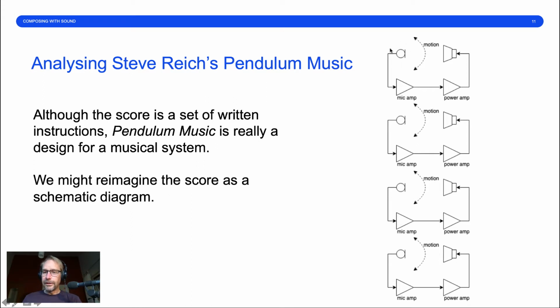So this symbol here is the symbol for a microphone. A triangle is an amplifier, and there's two types of amplifiers in this system design, a microphone preamplifier and a power amplifier. And this is the symbol for a loudspeaker. And you can see the signal flow is represented by these solid arrows. Signal flows from the mic to the mic amp, from the mic amp to the power amp, out of the power amp and into the loudspeaker. And the dotted curve here is meant to indicate the motion of the microphone in front of the loudspeaker. So this schematic diagram is another way of representing this musical design.